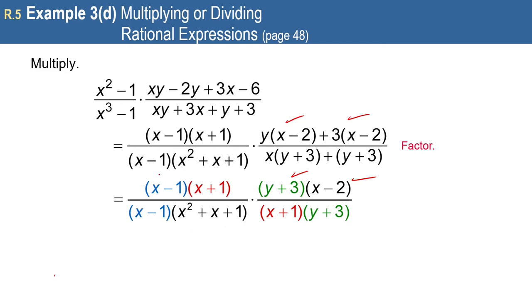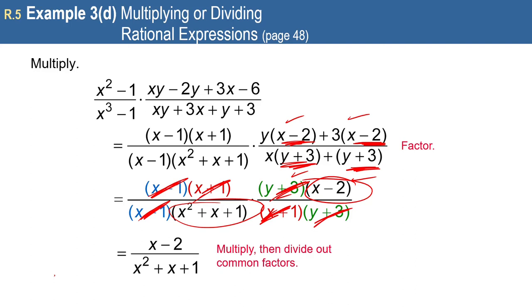We didn't do anything to the left side, but we did simplify the right side by taking out the x minus 2 and the y plus 3. And now we can see what divides out. We have x plus 1, x plus 1, x minus 1, x minus 1, y plus 3, y plus 3. So that leaves us with an x minus 2 on top and an x squared plus x plus 1 on the bottom. And that is our solution, x minus 2 over x squared plus x plus 1. So it's very important that you know how to do factoring for these types of questions.